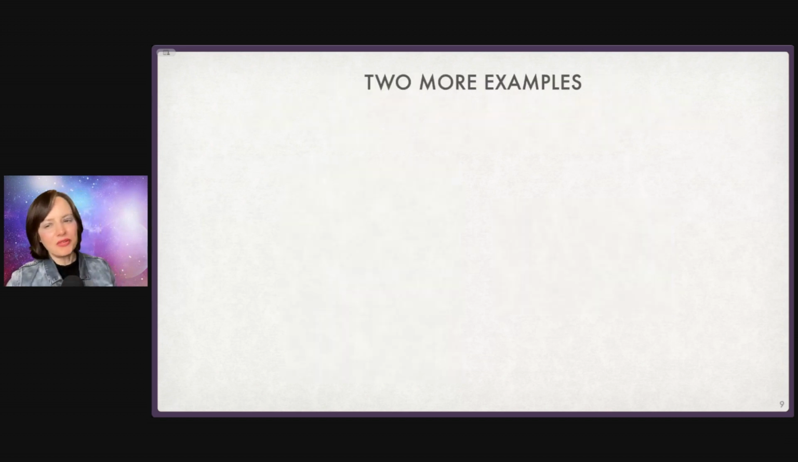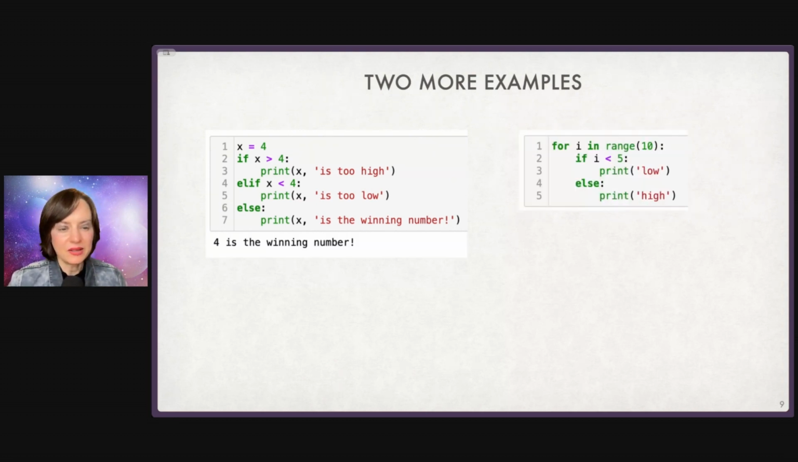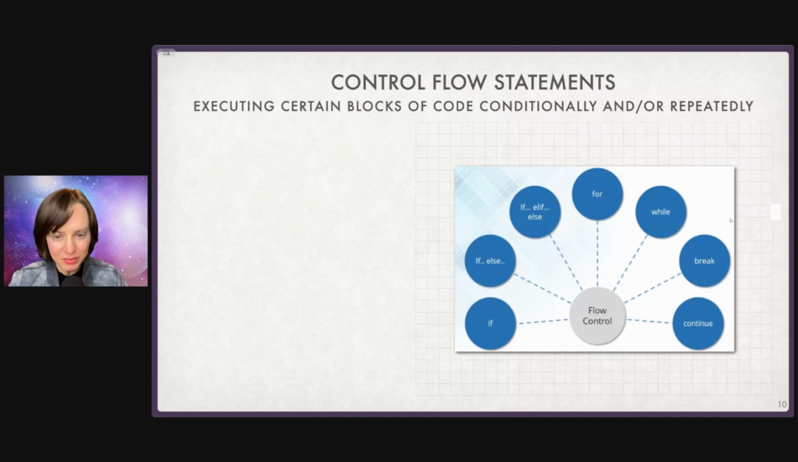All right, some hopefully ever so slightly more interesting examples. Aha, x equals 4. If x is greater than 4, print x is too high. We're going to see 4 is the winning number. Here's something a little bit more interesting. Again, we're going to now use a range. So for i in range, so there's our for loop and our range. For i in range 10, if i is less than 5, print low, else print high. Ta-da! How fun.